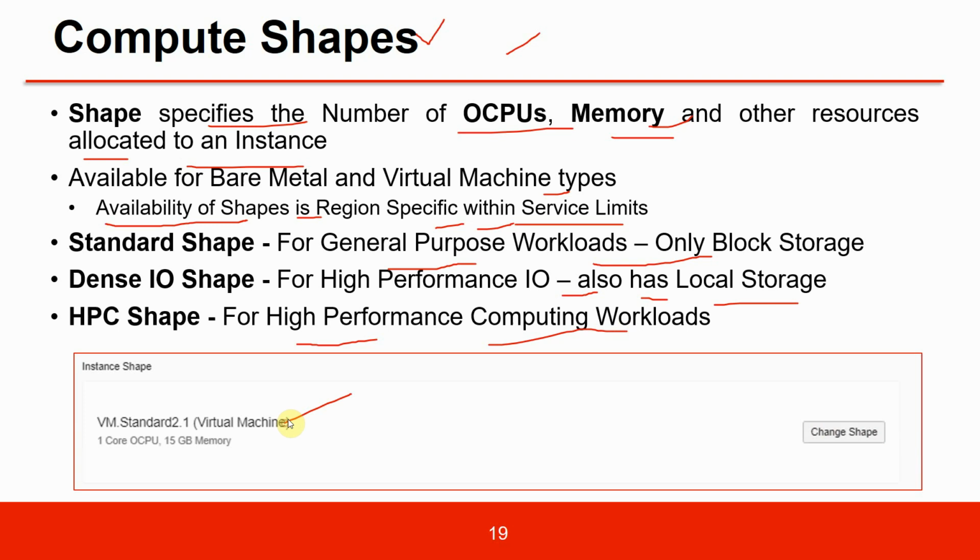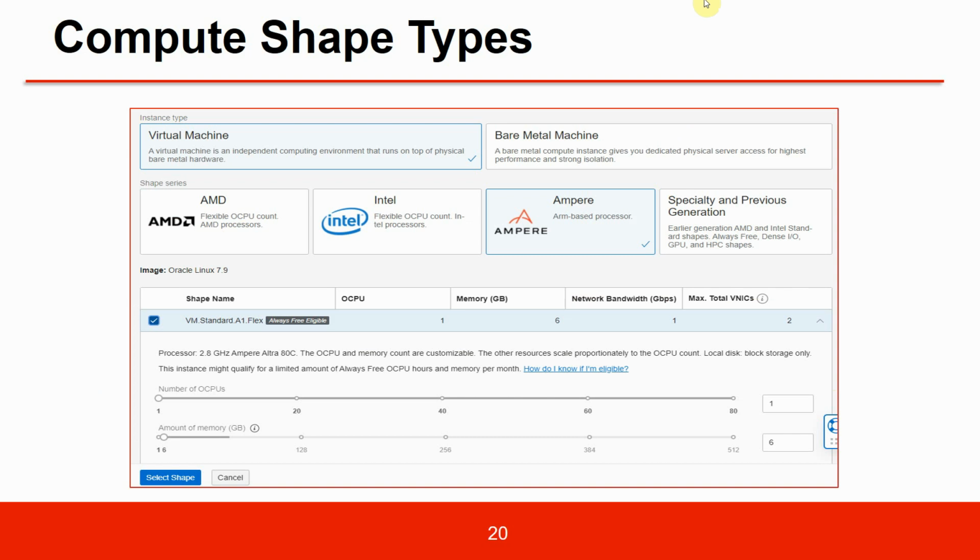And we select the shape at the launch of the instance. If you recollect, yes, we selected the shape using the change shape option. And this was the screen grab of the shapes. So you select the machine type, then the shape series, and then the shape names and details. You select the appropriate shape series and you will get all the shapes available.